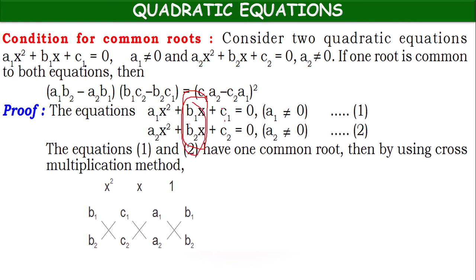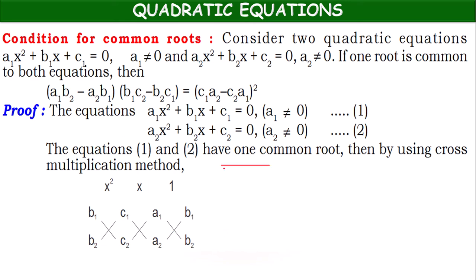After omitting the x term we have c1c2, and a1a2 will come on this side. If we write them after this and do cross multiply, then we have c1a2, c2a1. Next, if we omit the constant term, then what is remaining? a1b2, b1a2, a1b2, b1a2.